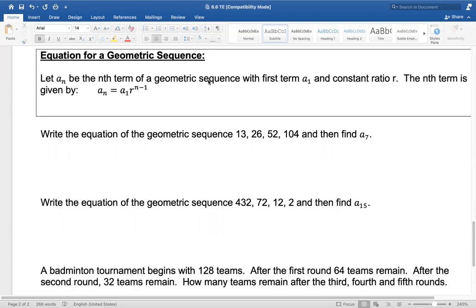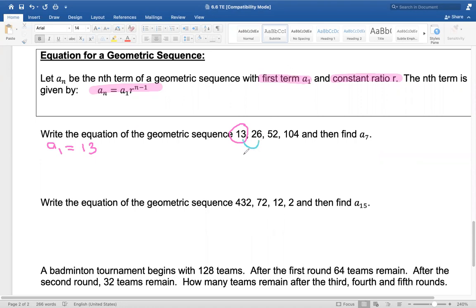Okay. So again, I'm going to highlight some things. A1 is the first term, R is your constant ratio. And then we're just going to put it into this equation right here. So for example, in this first problem, we have A1 equals 13. That's the first term of the sequence. Now the next thing we've got to find is what's our ratio.